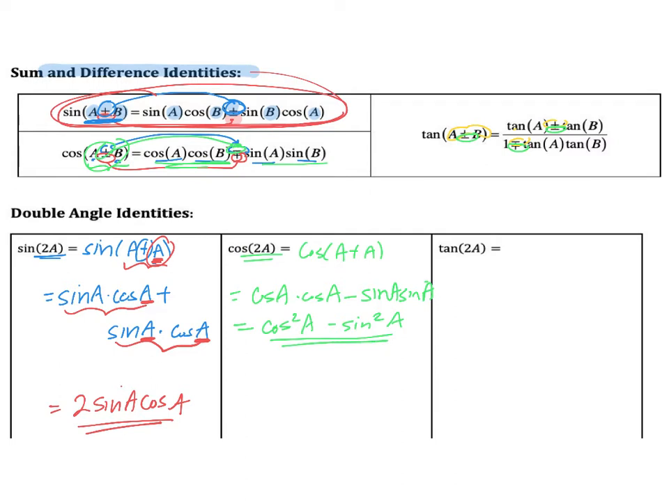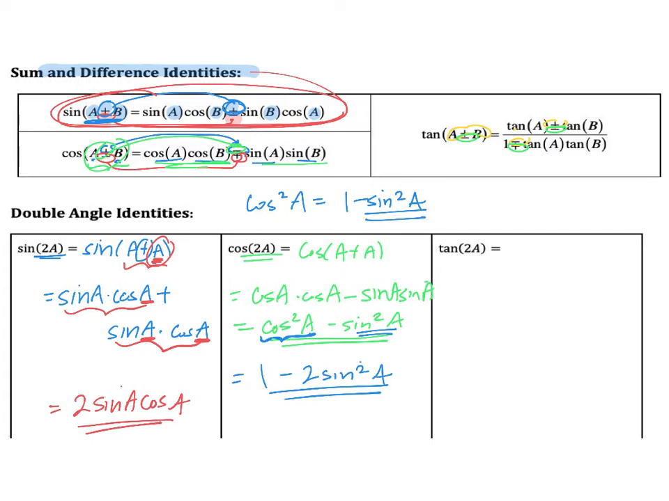Now, we can create two other equations from cosine of 2A, because if we substitute in for cosine squared, remember cosine squared is equal to 1 minus sine squared of the angle. So cosine squared A is equal to 1 minus sine squared A. So if I substitute in 1 minus sine squared A for cosine squared, I'm going to get 1 minus sine squared A minus sine squared A, which gives me 1 minus 2 sine squared A. So this is a second example of a formula we can use.